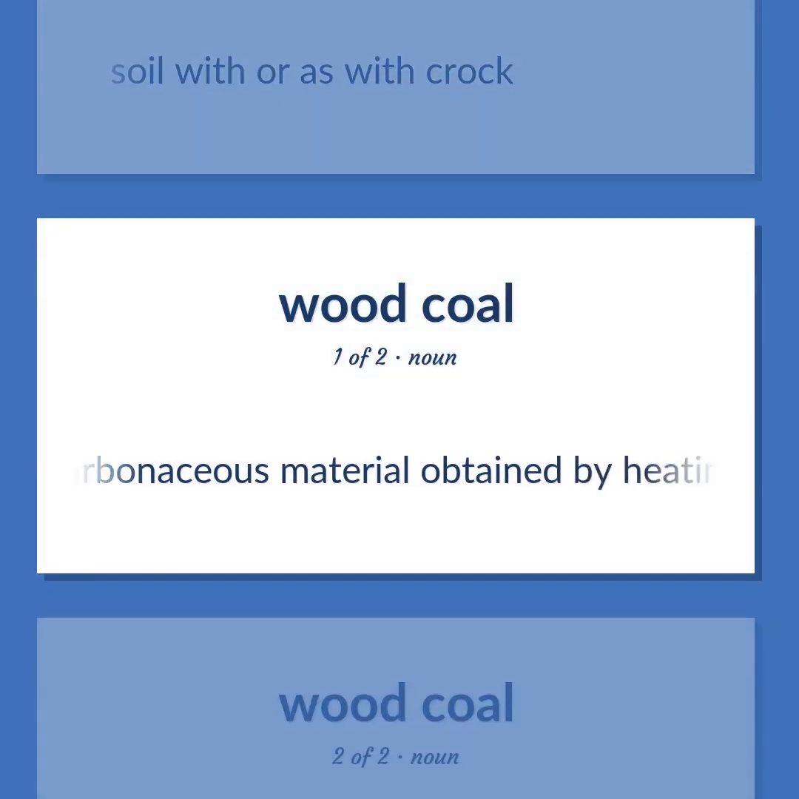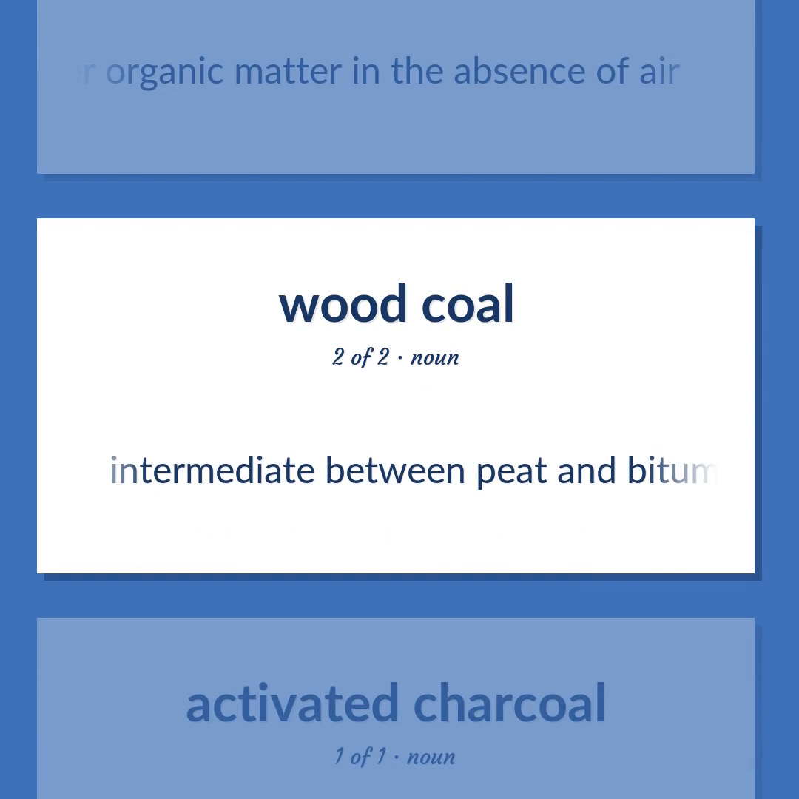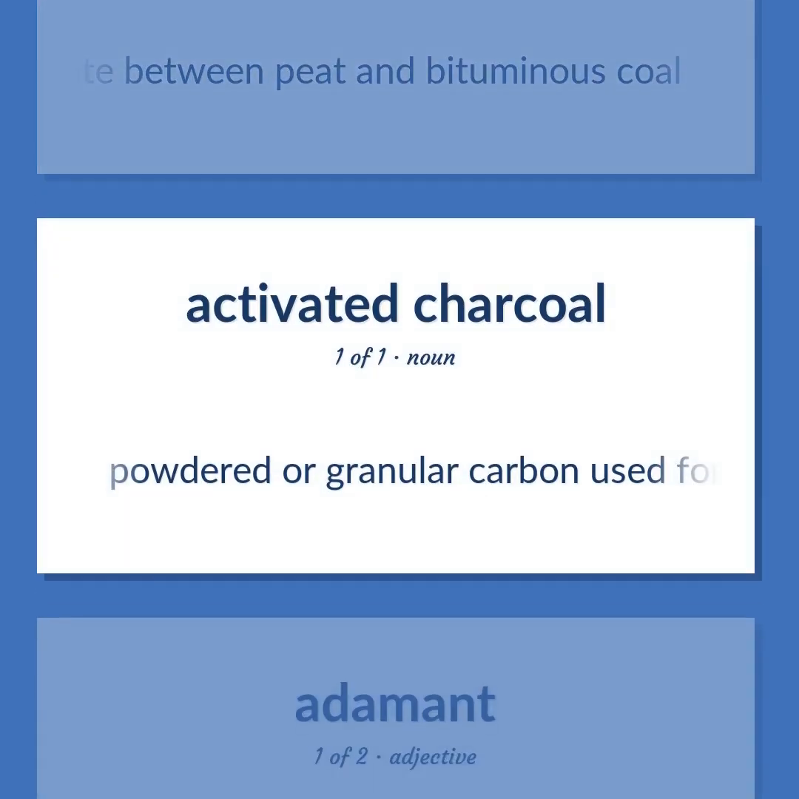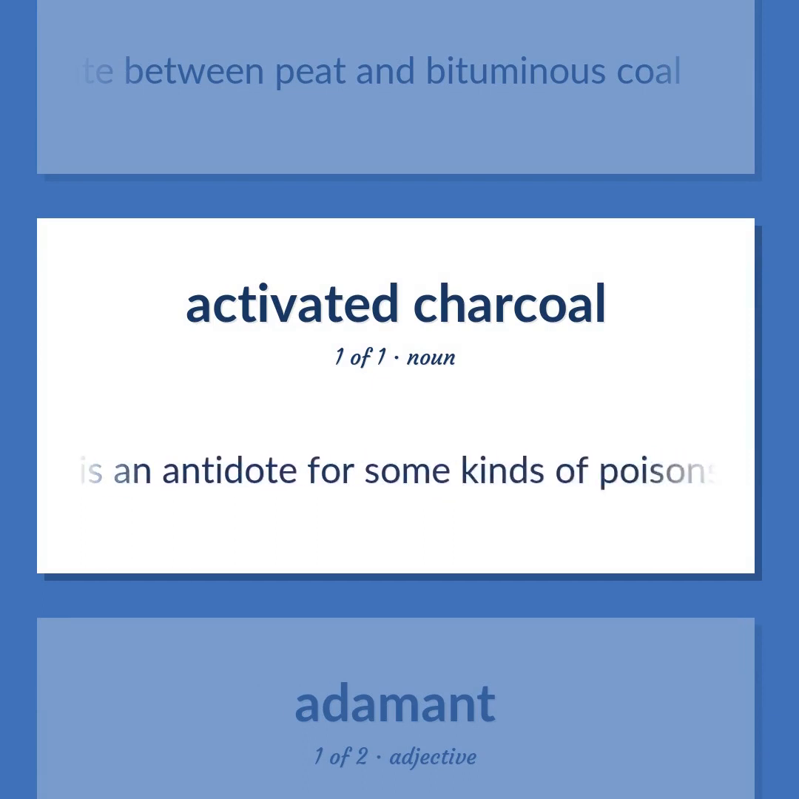A carbonaceous material obtained by heating wood or other organic matter in the absence of air. Intermediate between peat and bituminous coal. Powdered or granular carbon used for purifying by adsorption. Given orally, as a slurry, it is an antidote for some kinds of poisons.